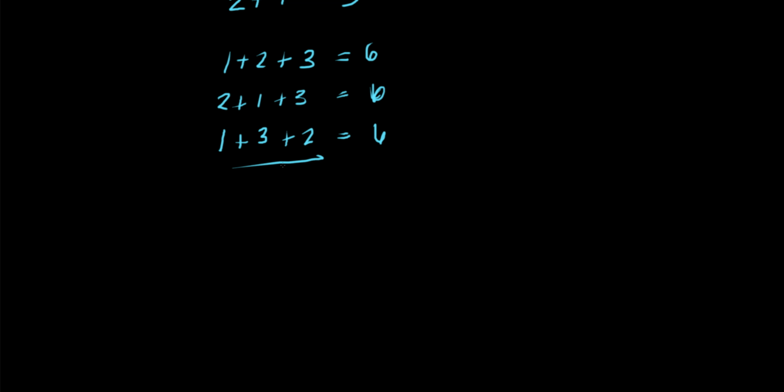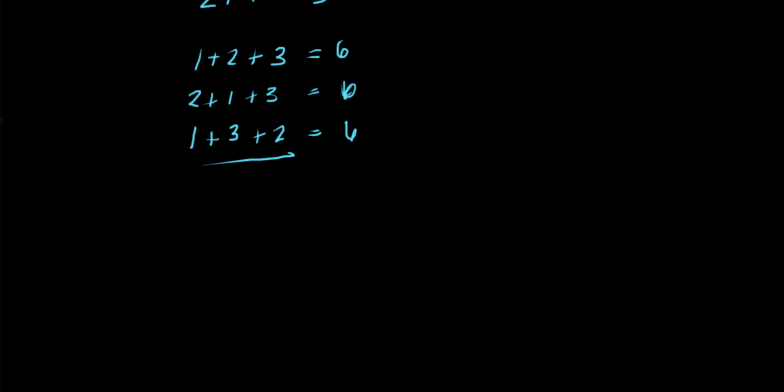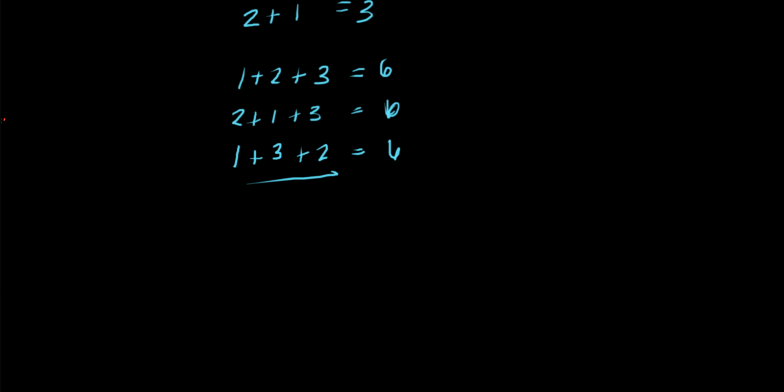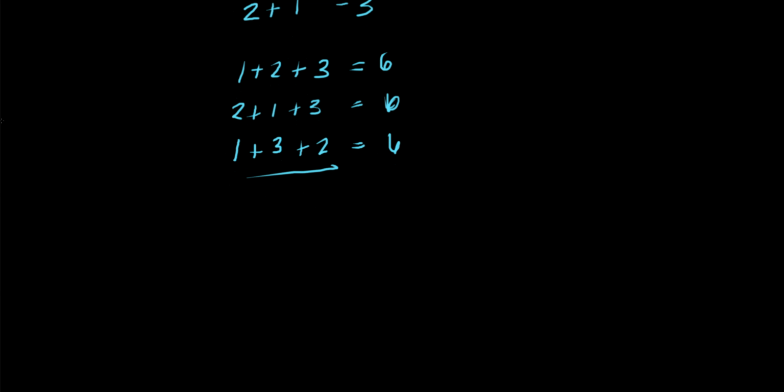By the way, this sort of property that says you can do this and you're not going to change the value, we call this, and we're doing addition here, the commutative property of addition.